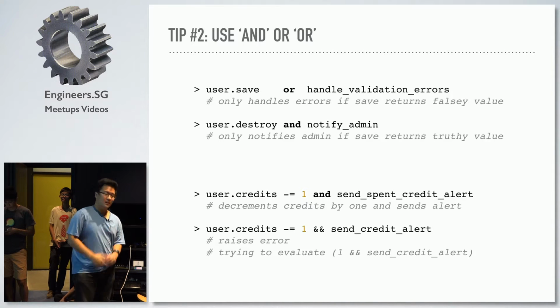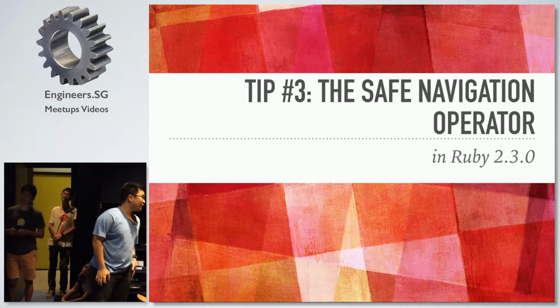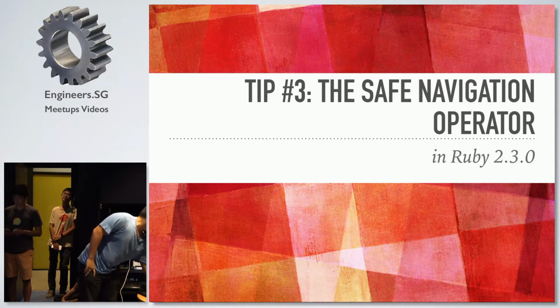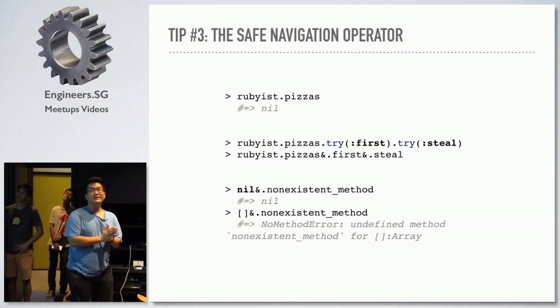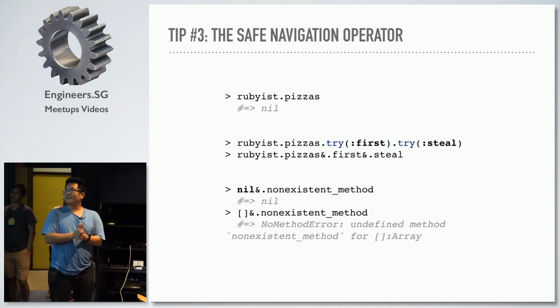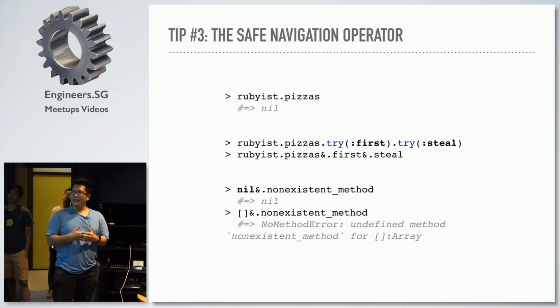All right, so the next tip is the safe navigation operator. This is in Ruby 2.3. If you're in Rails and you use ActiveSupport, you'll be familiar with the try method. The try method basically says, if I have something that returns nil, and I'm not necessarily sure whether it's nil or not, if it's not nil, I want to run a method on it. If it's nil, I want nil. I don't want an exception to be raised.